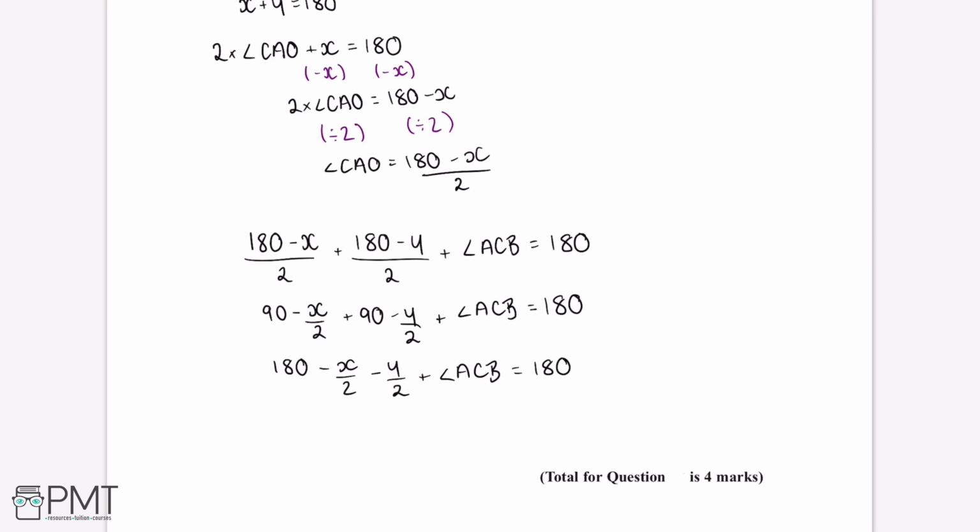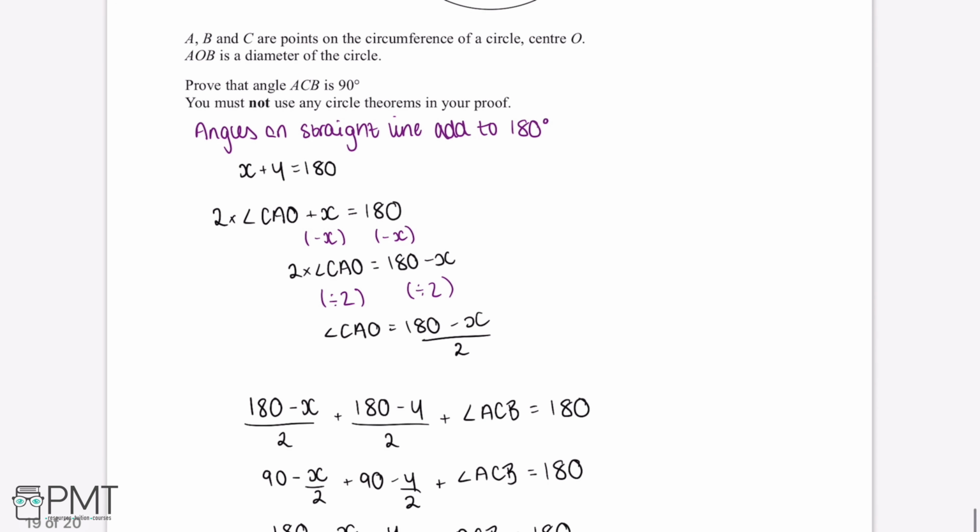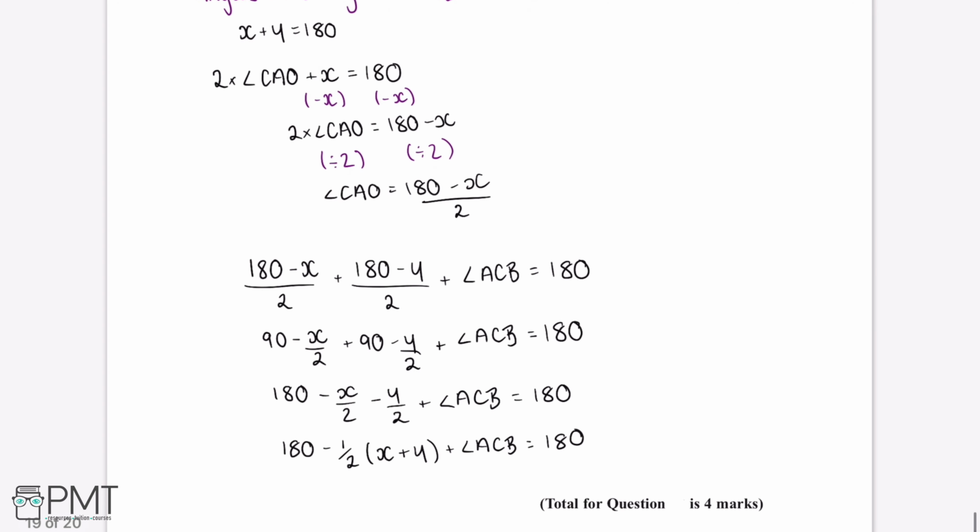Now the next thing we can do is factor out negative a half from this negative X over 2 minus Y over 2. And what this gives us is 180 minus a half multiplied by (X plus Y) plus angle ACB is equal to 180 degrees. Now if we look back at the start of the question, we showed that X plus Y was equal to 180 degrees. So we can substitute this into the equation which we've formed.